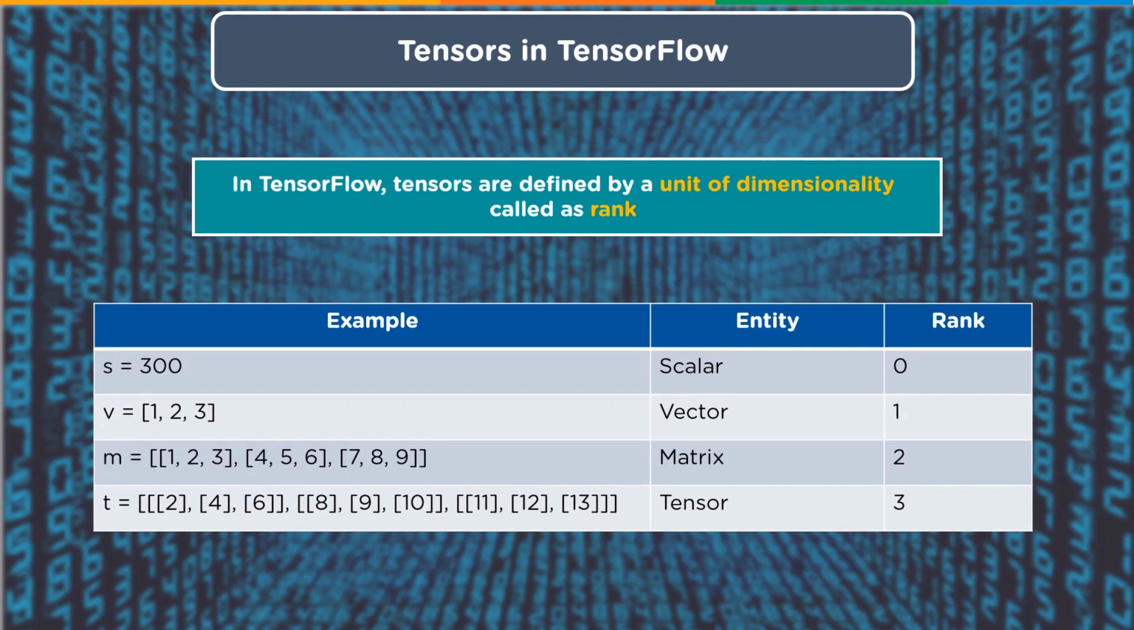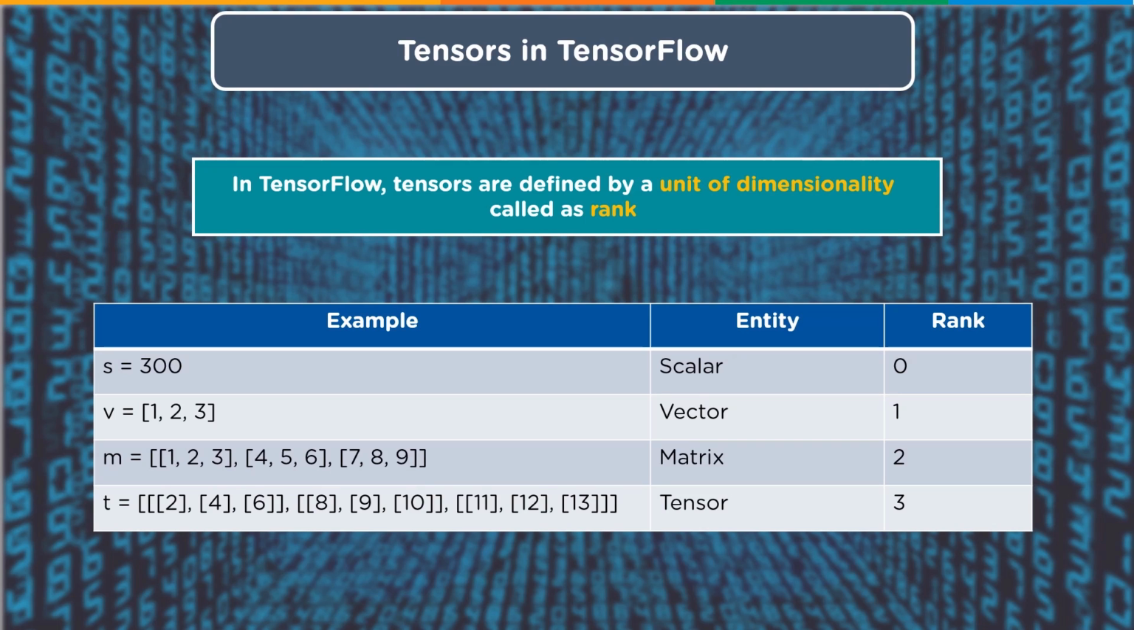And in TensorFlow, tensors are defined by a unit of dimensionality called rank. You can see here we have our scalar, which is a single number that has a rank of 0 because it has no real dimensions to it other than it's just a single point. Then you have your vector, which would be a single list of numbers. So that's a rank 1. Matrix would have rank 2. And then as you can see right here as we get into the full tensor, it has a rank 3.